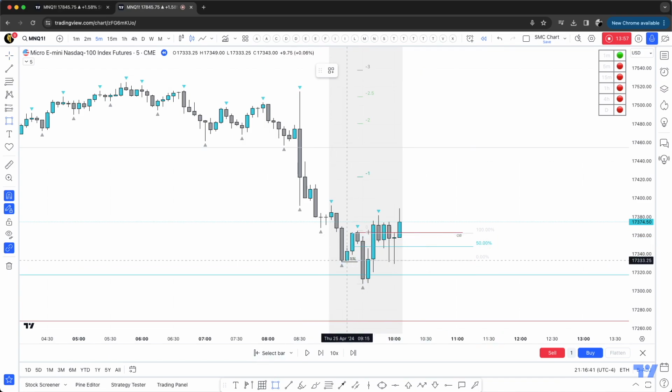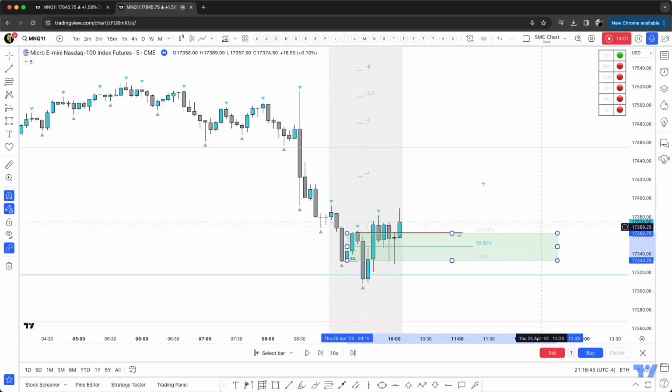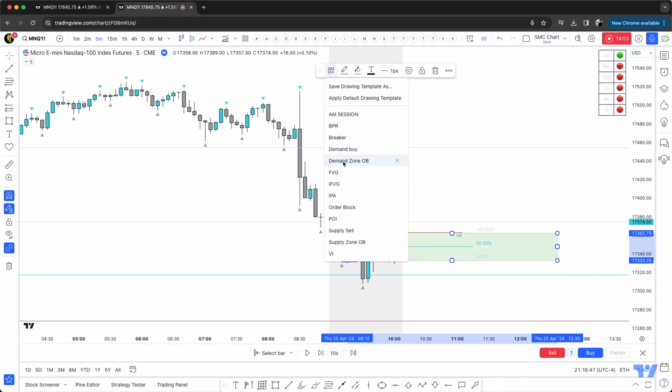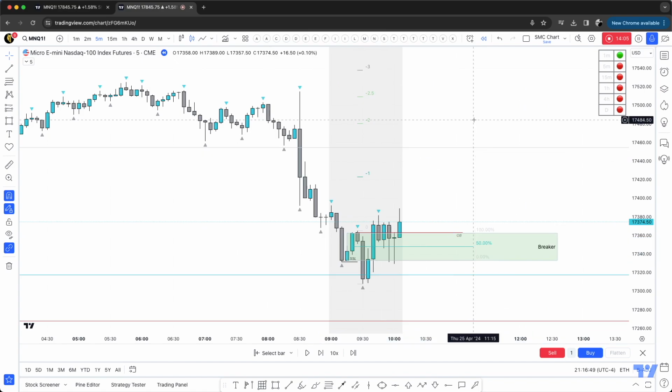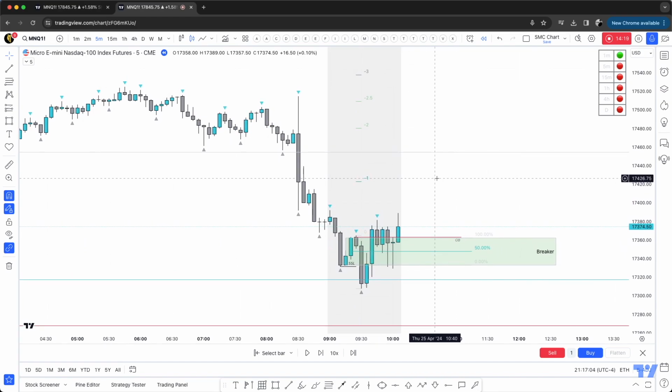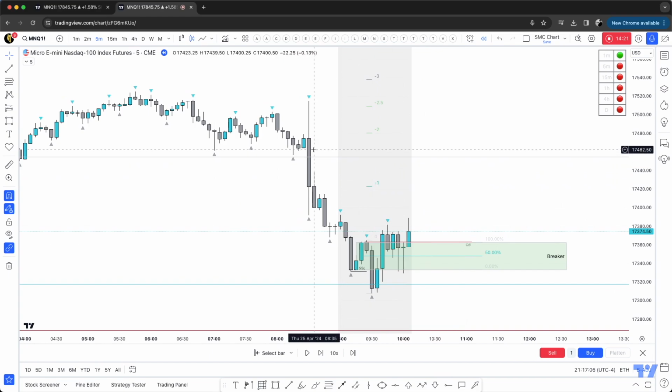So let me mark it up here. This right here is the actual breaker block. So you can see that the price is also rejecting the mean threshold of the breaker block. Okay? You see, it's just that simple. It's just the midpoint of a breaker block or an order block. Now, the consequent encroachment is the midpoint of a fair value gap.